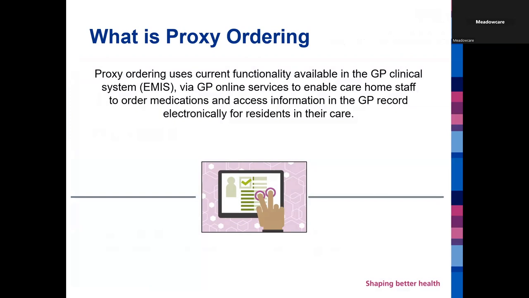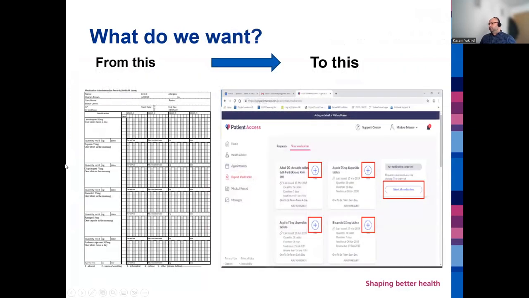To define proxy, it is a system that allows you to order medication online using the GP functionality. And what we're trying to achieve with proxy is to move from paper ordering to digital ordering. If I have time later on, I will show you what it looks like online and how you can order medication. But this is the main aim of proxy.